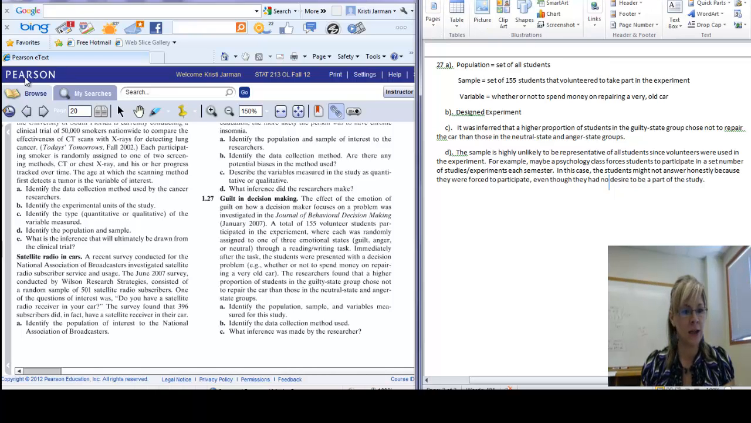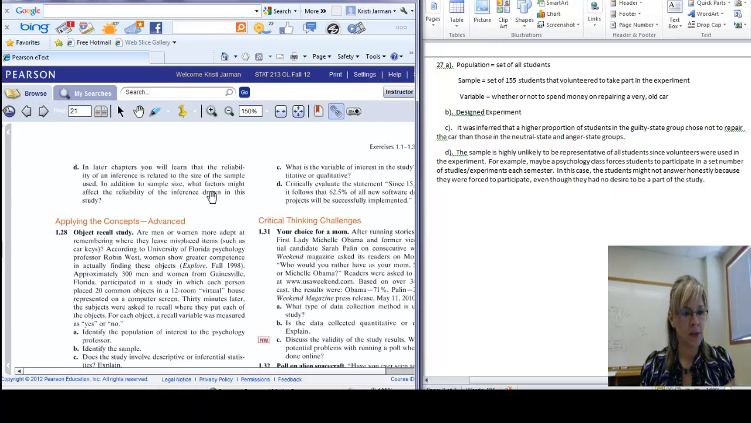All right, finally, Part D, to go to the beginning of the next page, says, in later chapters you will learn that the reliability of an inference is related to the size of the sample used. In addition to sample size, what factors might affect the reliability of the inference drawn in this study? Remember, one of the things that was stressed greatly in our lecture was the fact that in order for a statistical study to have valid results, you must have a representative sample. It is going to be highly unlikely for this sample to be representative.